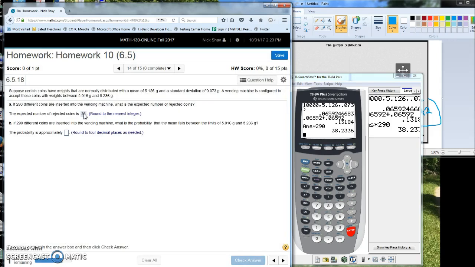If 290 coins are inserted into a vending machine, what is the probability that the mean falls between the limits 5.016 and 5.236? So this next problem, if 290 different coins are inserted into the vending machine, what's the probability that the mean falls between these two values? Here's where we're going to use sampling distribution.